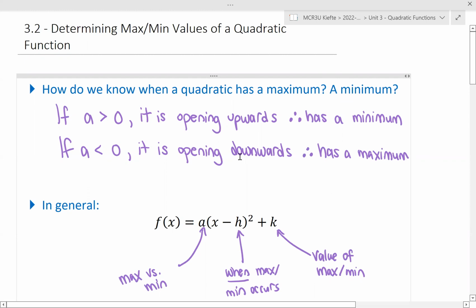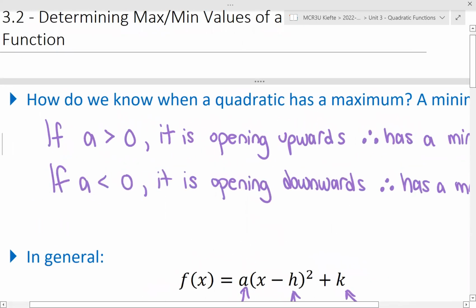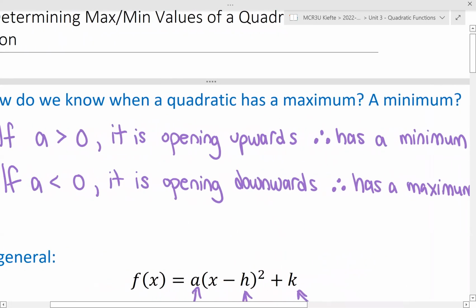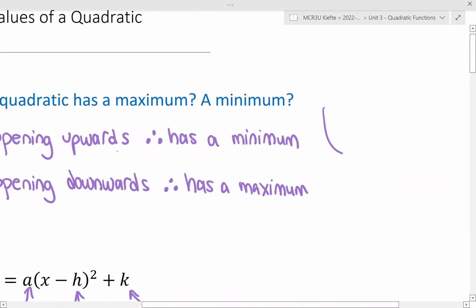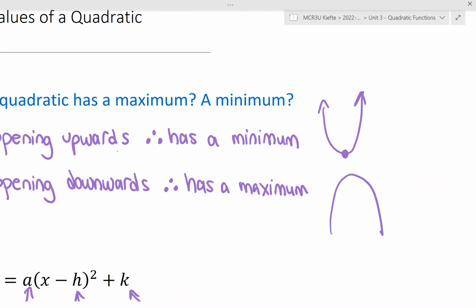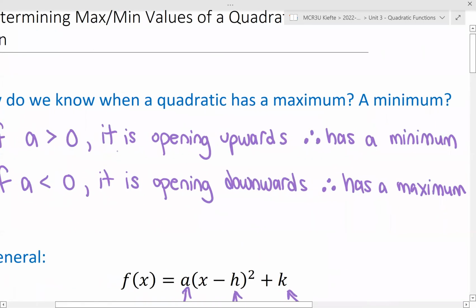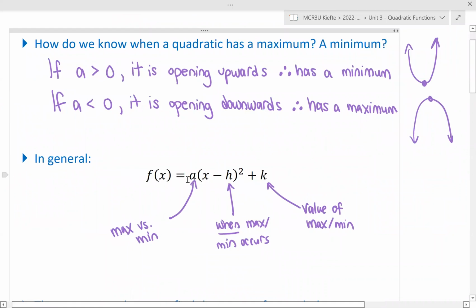So you already learned about telling whether it's opening upwards or downwards. So if A is positive, then it's opening upwards, which means it has a minimum value. And if A is negative, then it's opening downwards and it has a maximum value. So in general, again, the A value tells us whether it's a max or a min.